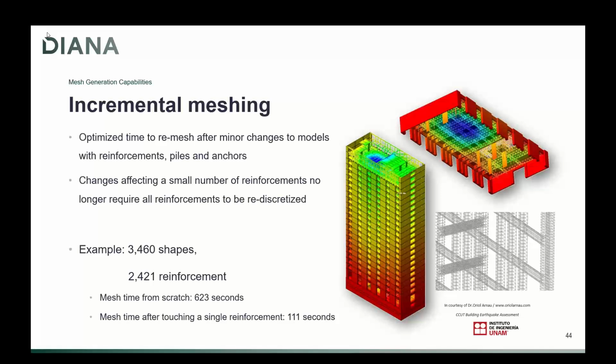So this way you can save a lot of time in terms of meshing or remeshing of your model when subjected to change. For instance, here we have an example where just moving or changing something on a single reinforcement bar can lead to a factor 6 difference between meshing from scratch and remeshing. So you can imagine that the bigger and more complex the model, the more benefit you can take from this option, which is automatic. You don't have to take any steps to activate it.